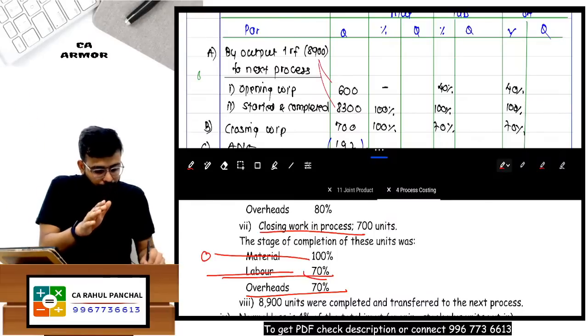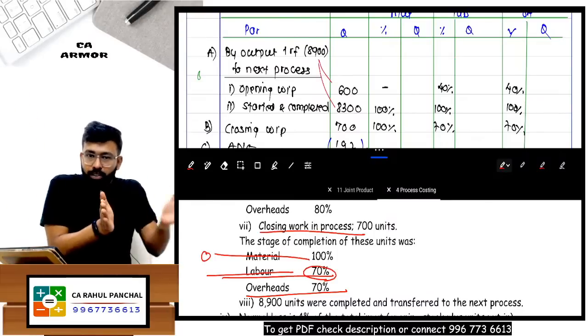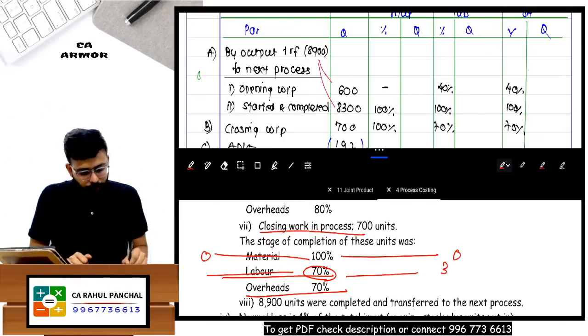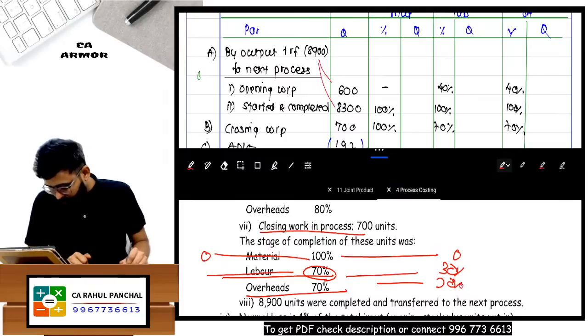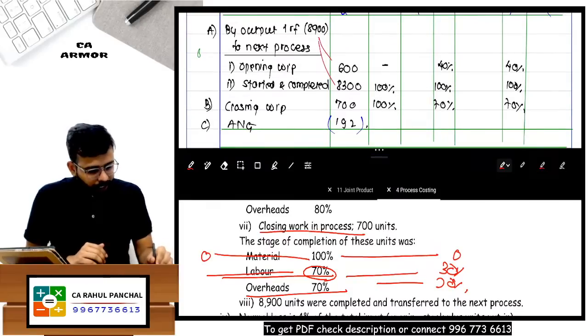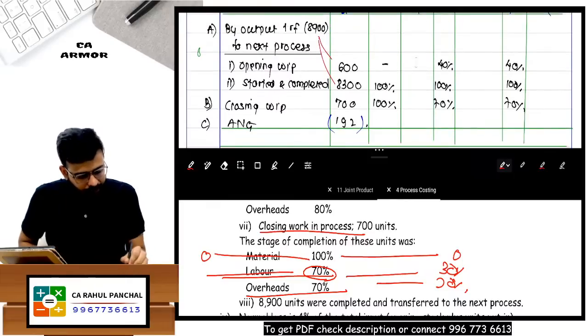As of now, up to 170 came in this year because this is the work you did. Now, in the next year, you will do the remaining work: 0% material, 30% labor, and 30% overhead. Okay, now understand. Once you do this, let us write it down.